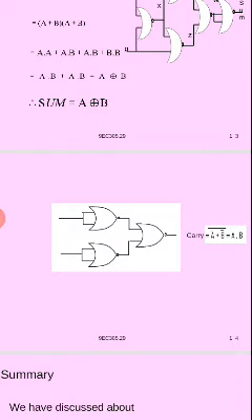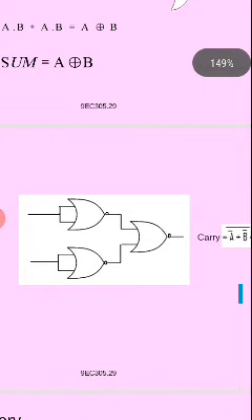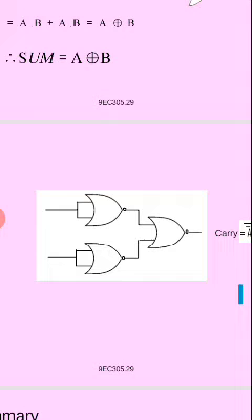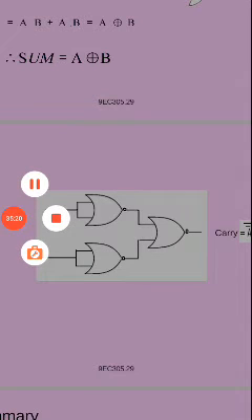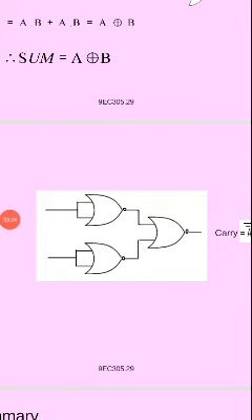Here carry is shown. If we apply A and B inputs, at the upper NOR gate we get A bar and at the lower NOR gate we get B bar, and for the next NOR gate, the complement of A bar plus B bar becomes A dot B. The clear notation is here. That is the meaning of that.